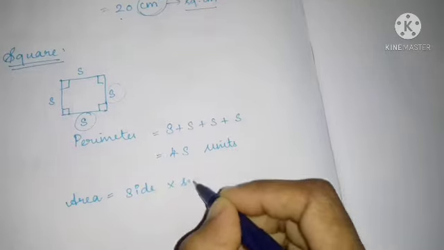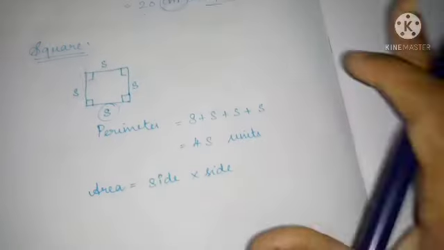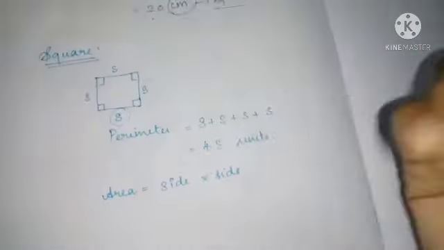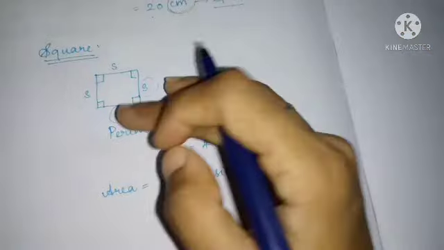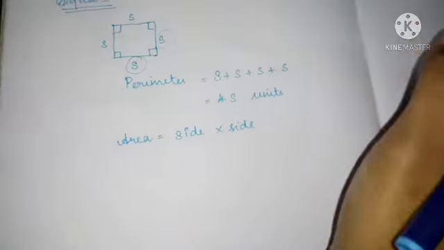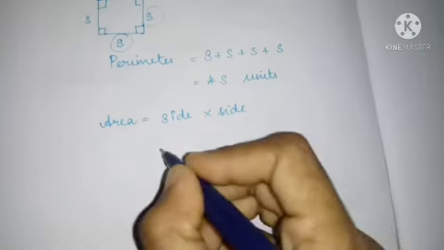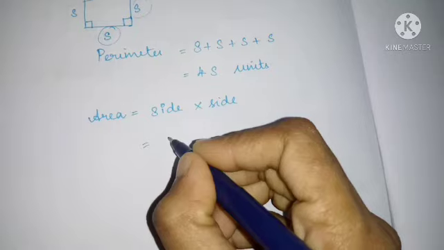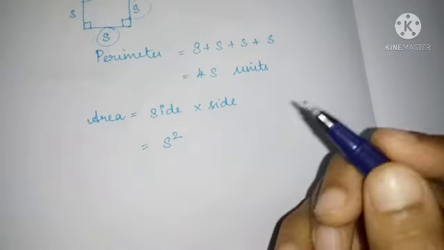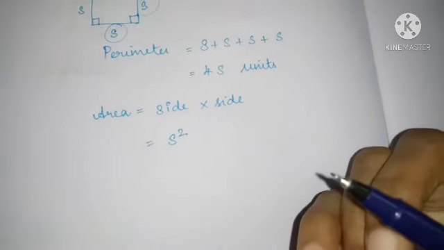Side into side, so you keep it in your mind. Perimeter means you will add all the sides. Area means you will multiply these two. So side into side, side square, a into a, a square.